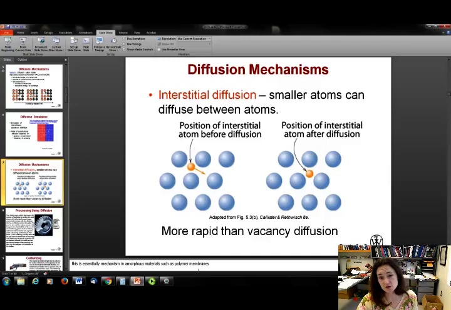This has a tendency to be a lot more rapid than vacancy diffusion. In other words, two things don't have to happen to get this to happen. You just have the interstitial atom and it hops to another spot that was always vacant. Whereas in vacancy diffusion, the vacancy has to be there and then the atom has to hop, and the vacancy must move around. So that's the difference. There's a little bit of addition there, which makes the process more rapid for interstitial diffusion.